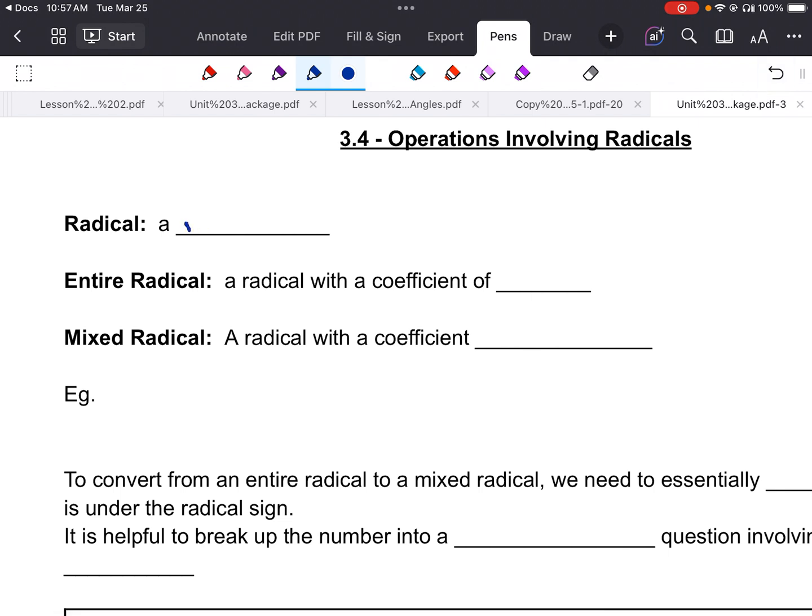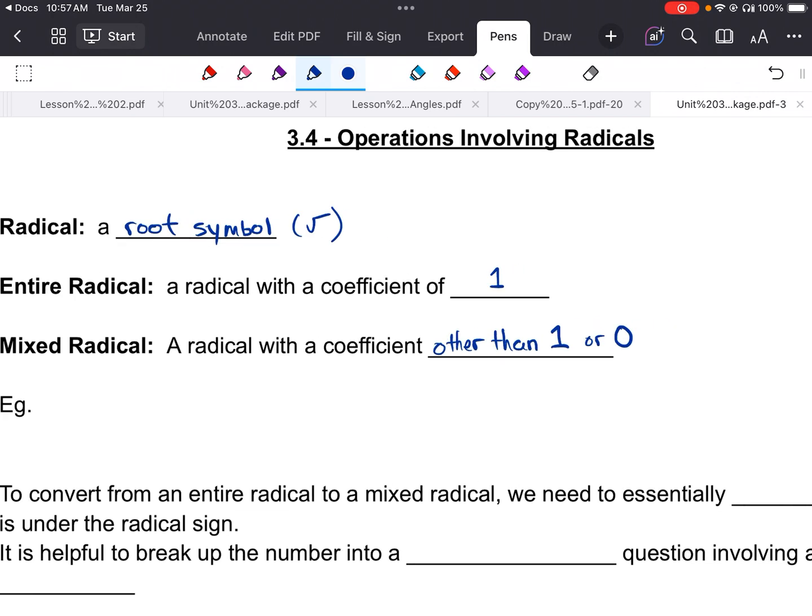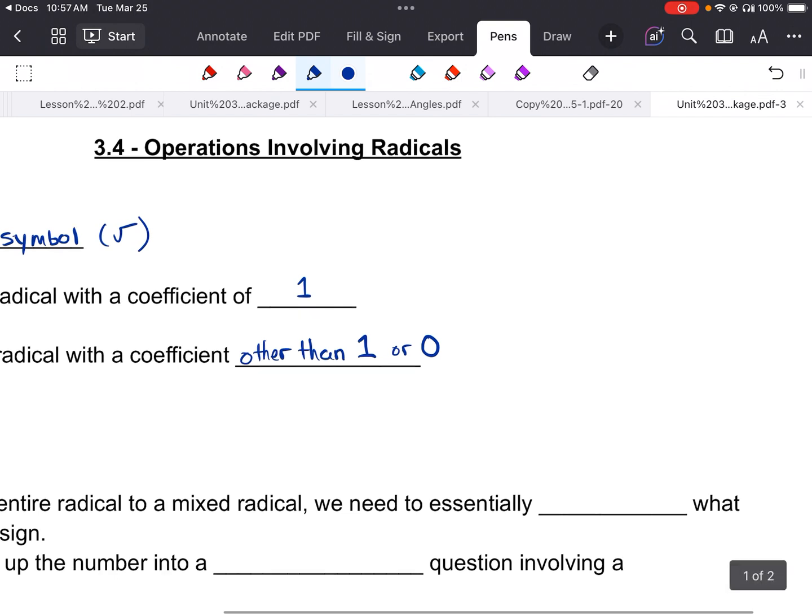Actually, I'm just going to put a root symbol because it could be cubed root or quartic root. So a root symbol, that makes it a radical. The entire radical, a radical with a coefficient of 1. Okay, and a mixed radical is a radical with a coefficient other than 1 or 0. And for mixed, we want to use integers only.